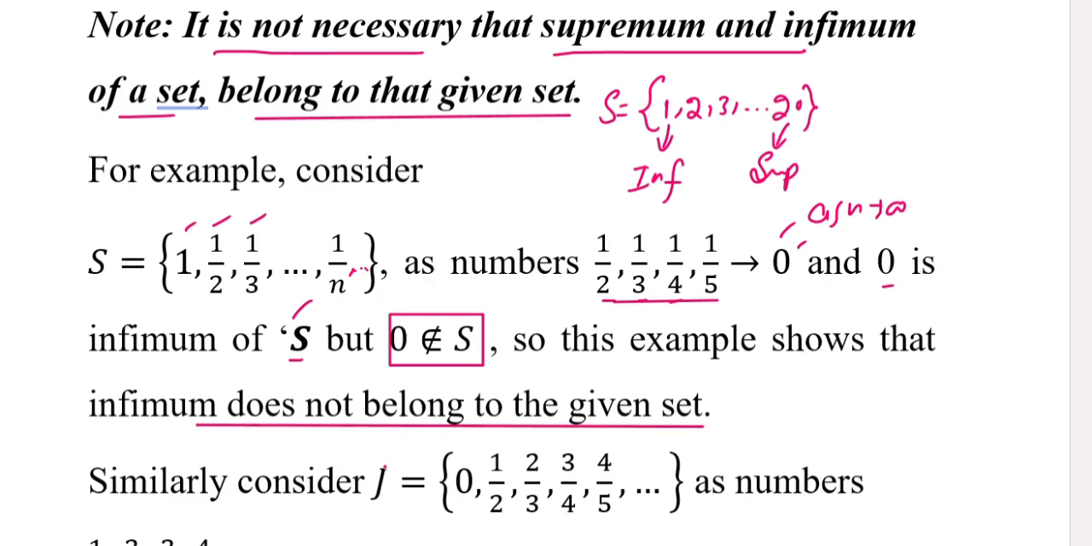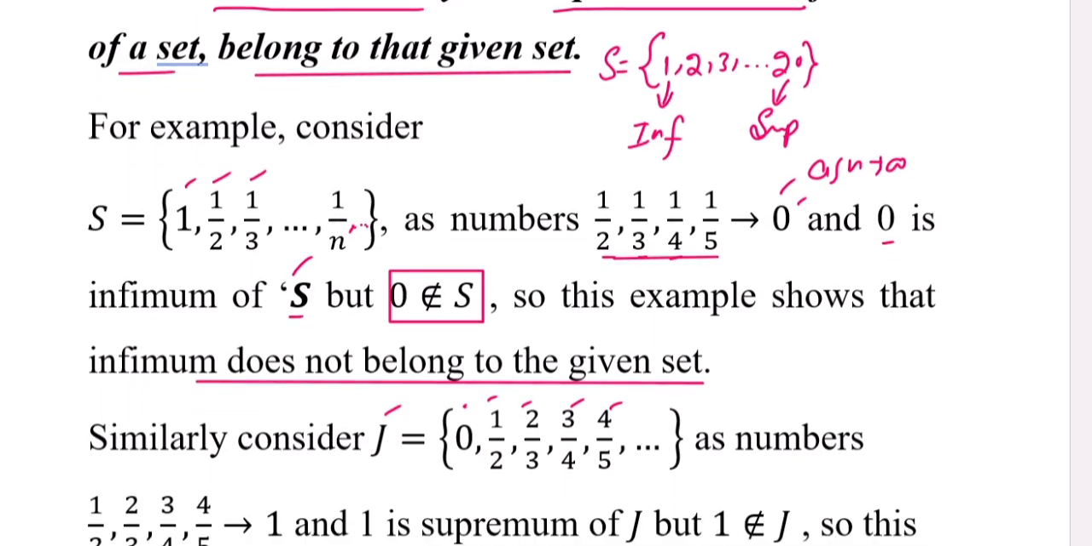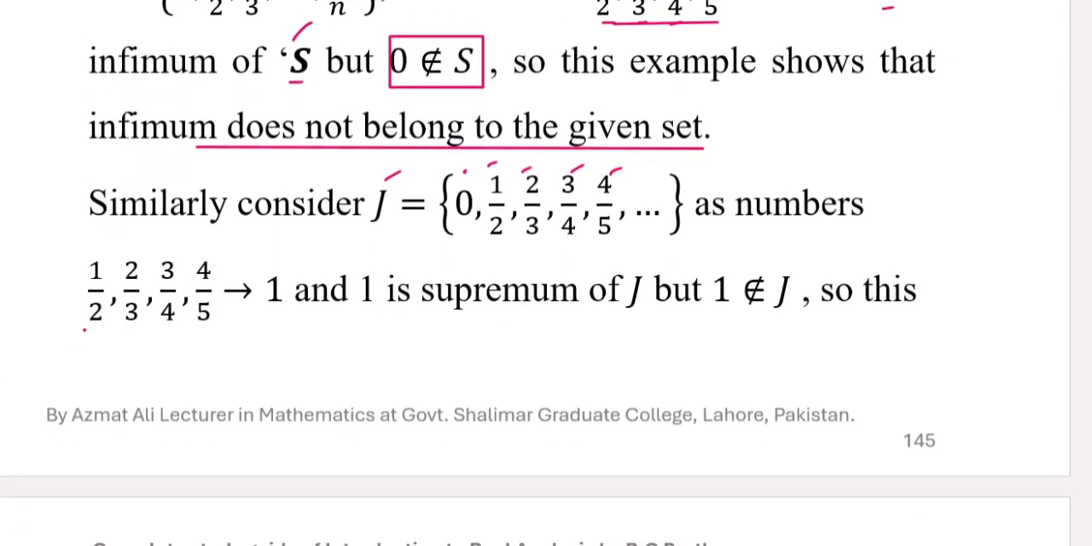Similarly, consider this another set J which has the elements 0, 1 by 2, 2 by 3, 3 by 4, 4 by 5, and so on. If you consider these numbers 1 by 2, 2 by 3, 3 by 4, 4 by 5, they all approach 1 as n approaches infinity. Actually, the general term of these numbers is n over n plus 1. This is the general form of these numbers. So whenever you take the limit as n approaches infinity, this is equal to 1. So these numbers approach 1.